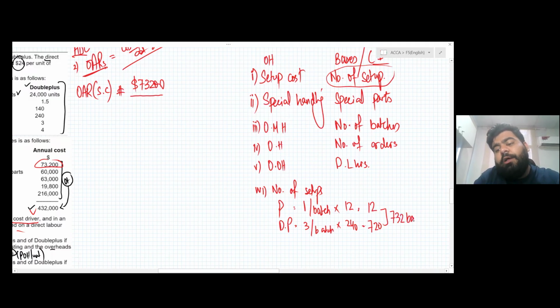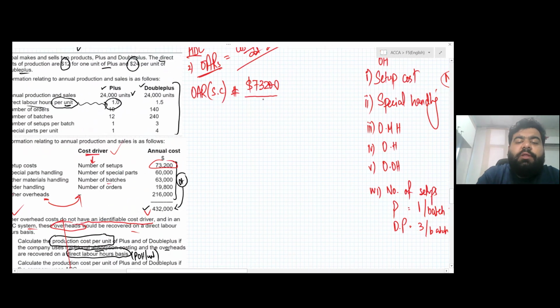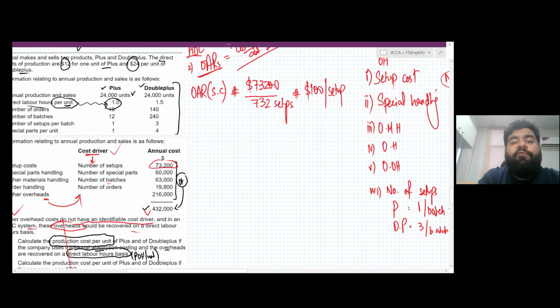732 batches are, so 732 setups will be arranged here. Why? Because we can't do 1 plus 3 directly 4, because it was setups per batch. So we'll write here 732 setups. We'll calculate the proper OAR, because now we have just divided on the relevant total setups. 100 divided by 732, it will be $100 per setup.